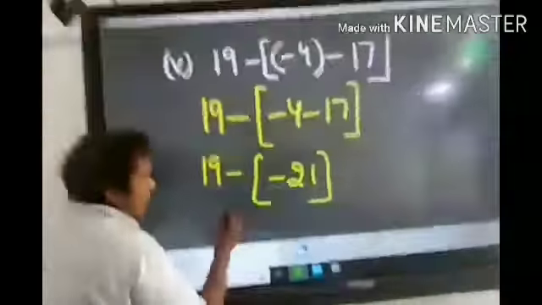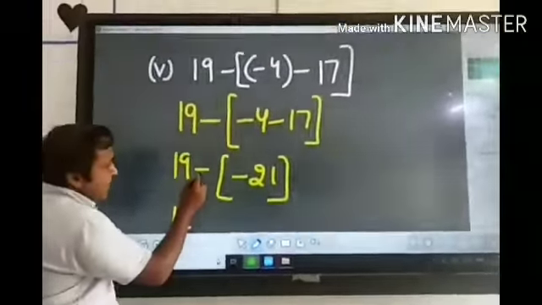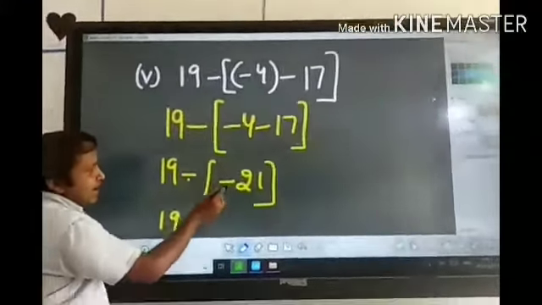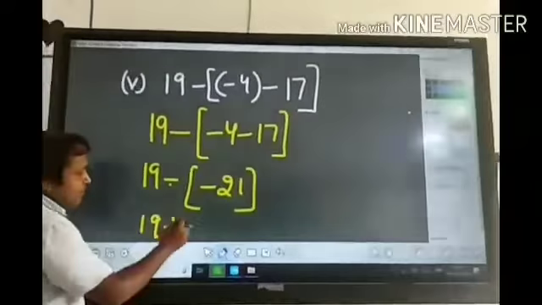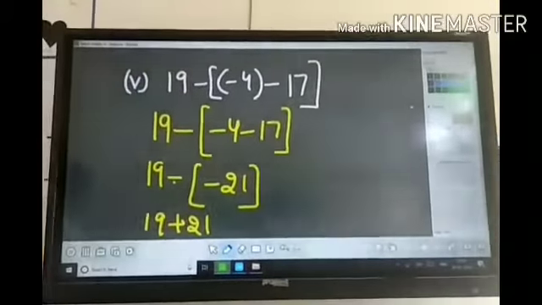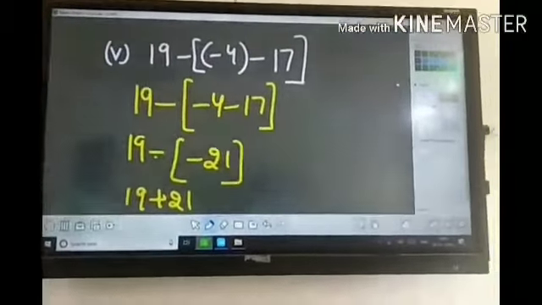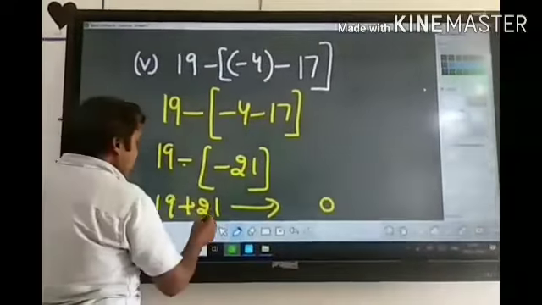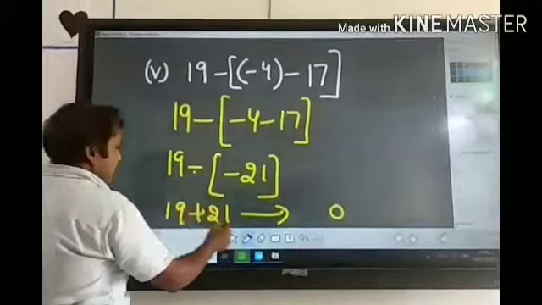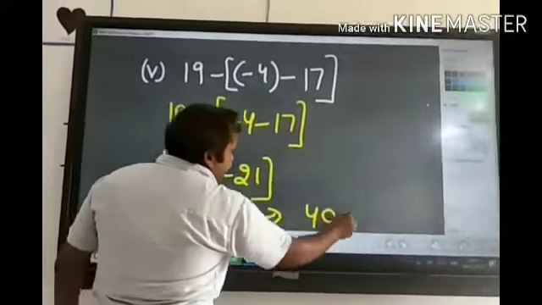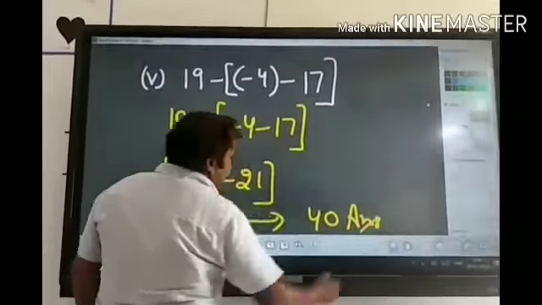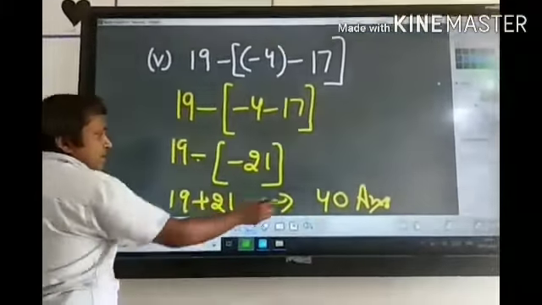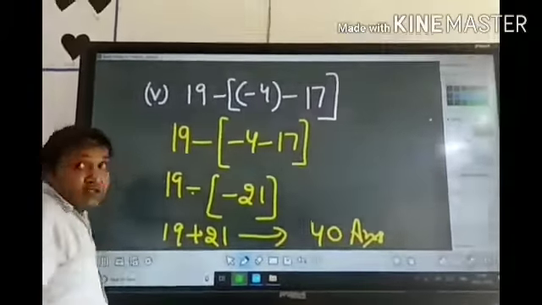Now we can see 19 and this is minus, negative of a negative integer is positive. Okay, 19 plus 21, what is it? The answer is 40. And which symbol will we use there? Plus symbol. We can skip the plus symbol.